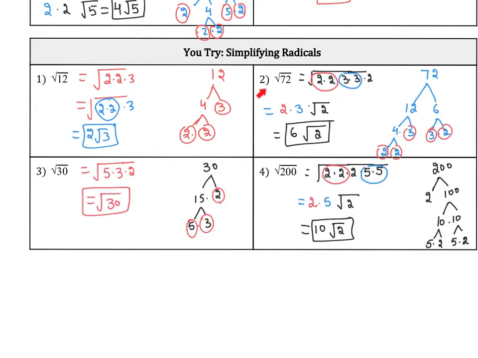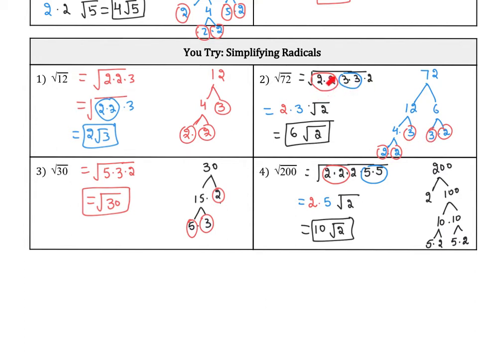Next is number 2. You're going to break 72 down, and I'm going to use a factor tree. 72 can be broken down into 12 times 6. So 12 has two factors, 4 and 3, and 4 you can further break down into 2 and 2. So the end numbers are 2 times 2 times 3 times 3.